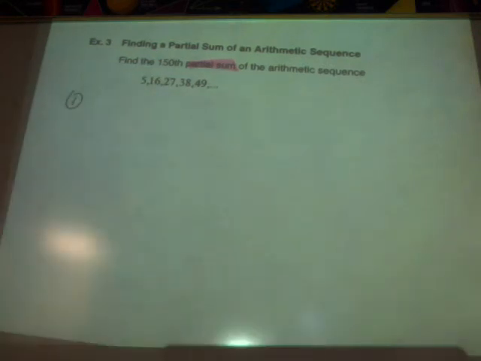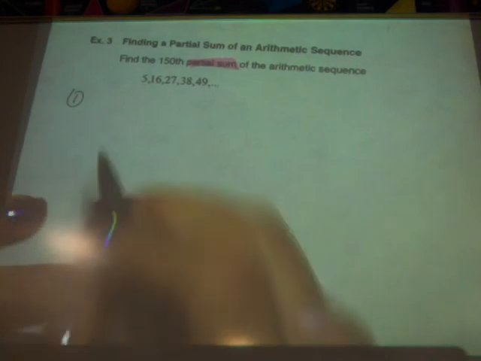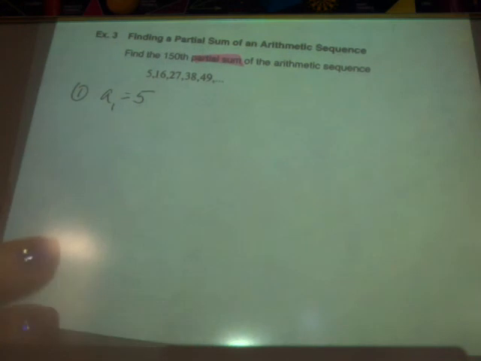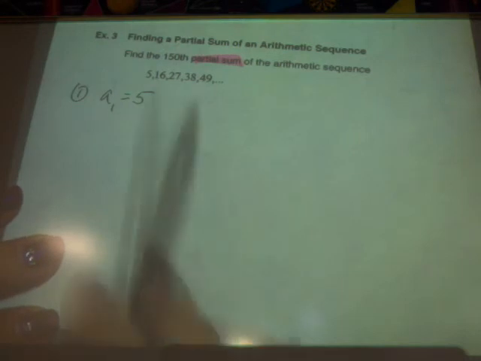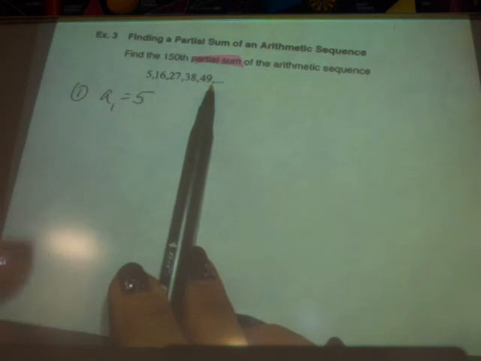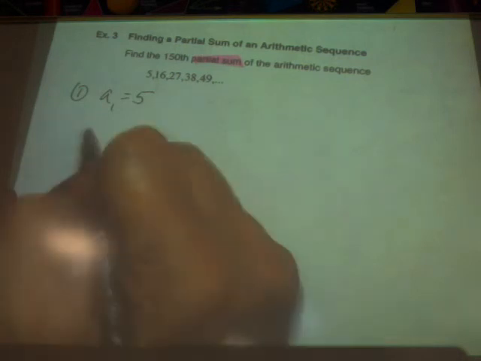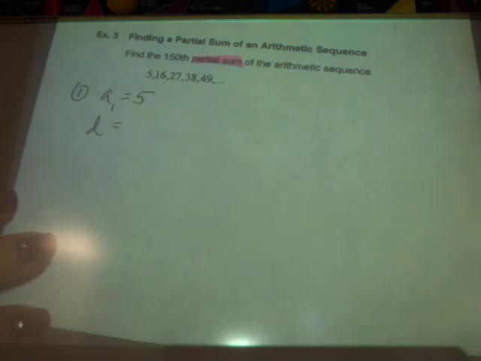So step 1, we need to find a sub 1. What's that? So a sub 1 is 5, so that's easy. What else do we need to know in our formula? A sub n. We don't know that one though, do we? Did they give us the 150th term? No. But we could find it. Couldn't we find the pattern of the sequence? Didn't I teach you on the other side how to find the pattern of the sequence? Yay. So that's what we're going to do. For that pattern, aren't we going to need to know d, the common difference? What's the common difference? 11.